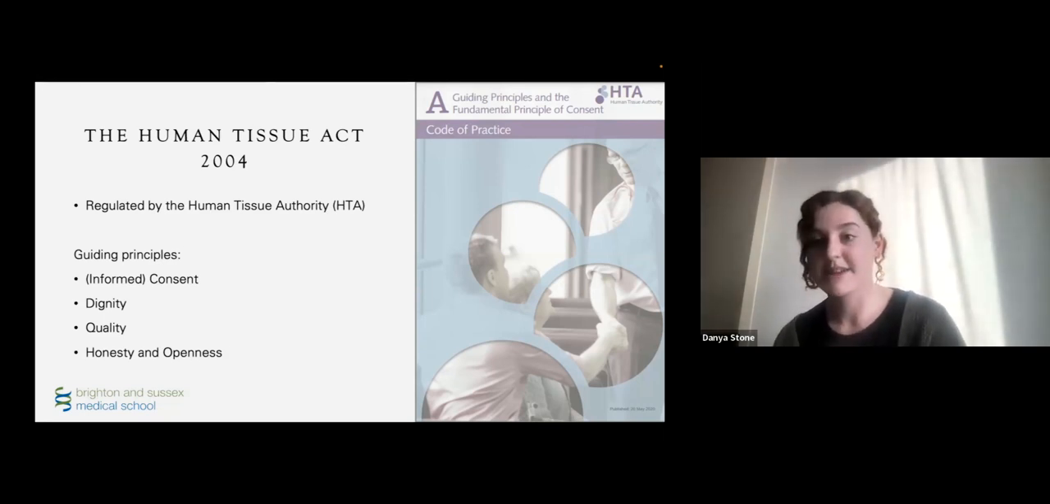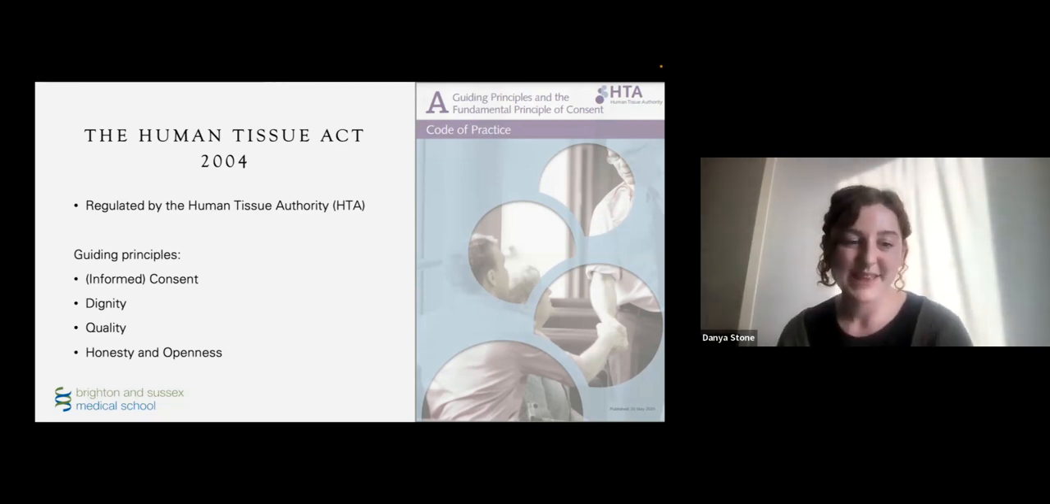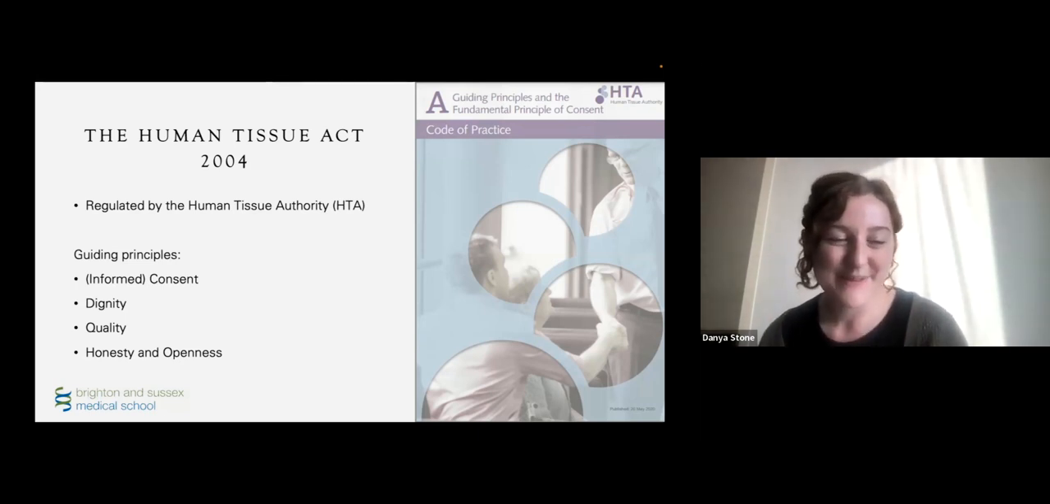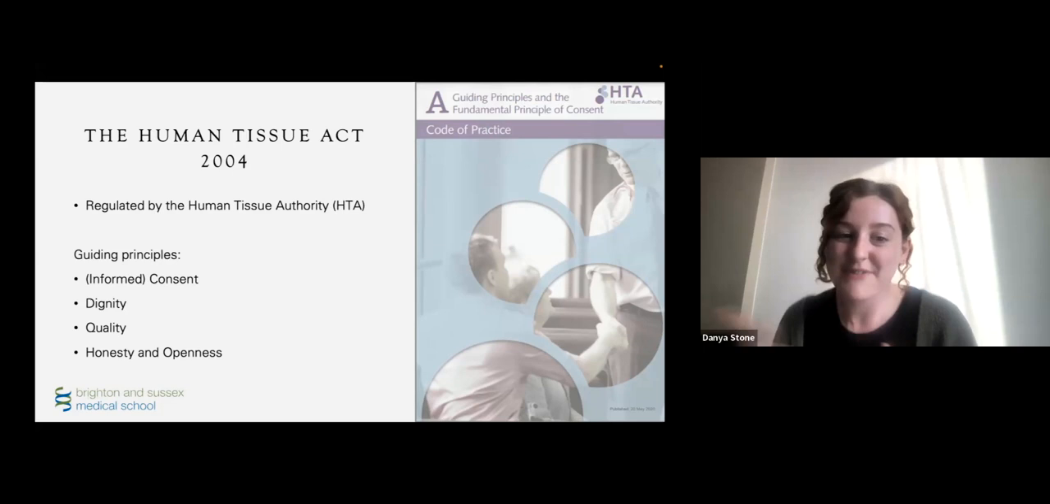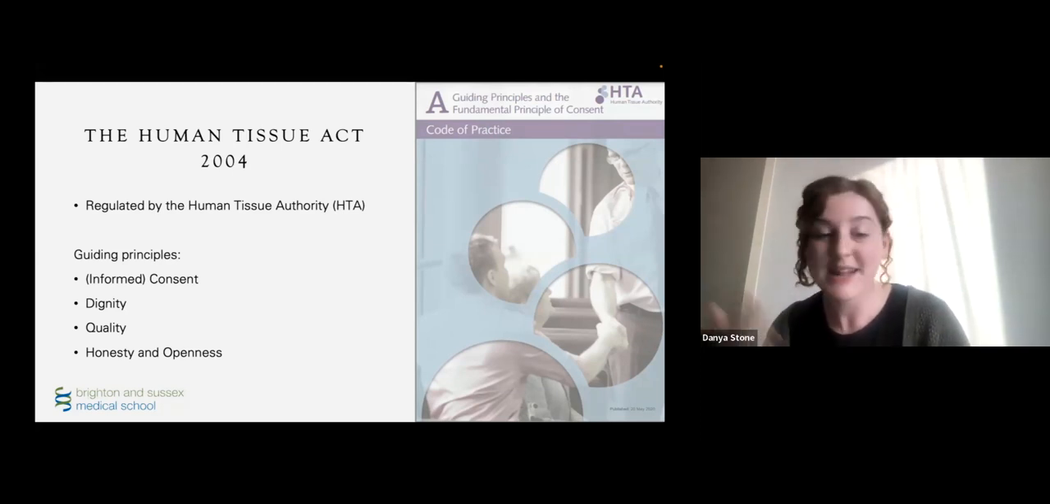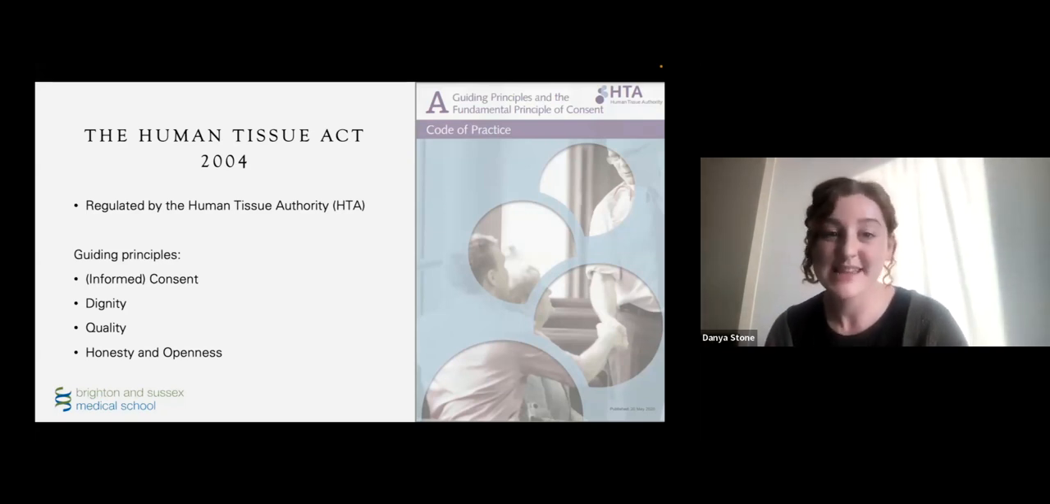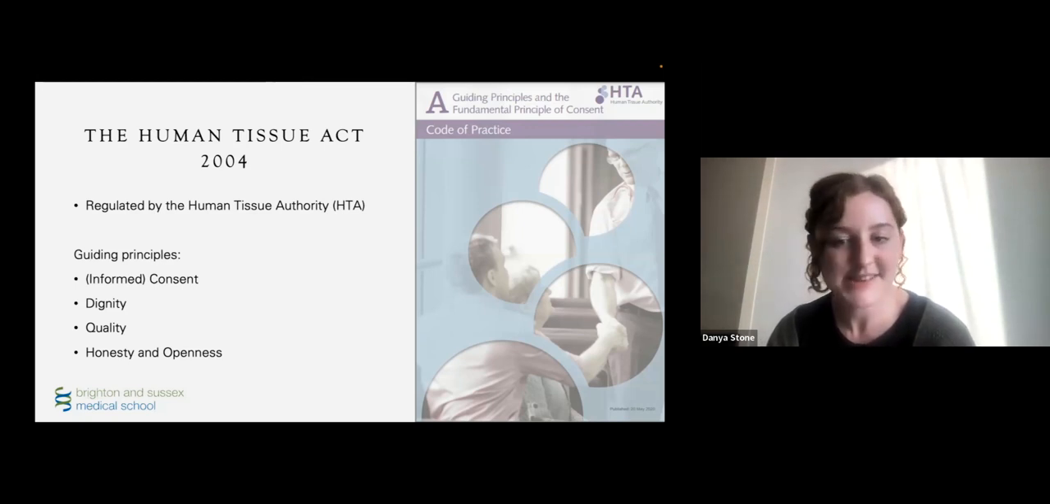And finally, honesty and openness. So this works in 2 main ways. One, it relates back to the consent. If the donor has questions before donating, or the person has questions before making the donation, honesty and openness about what will happen to them is always upheld. But also honesty and openness between the institutions and the HTA is really, really important. So say there ever was an incident, it's really important that there's complete transparency on the side of the institution. This allows the HTA to thoroughly investigate it and just make sure that it never, ever happens again. So they are the 4 guiding principles set out by the Human Tissue Act and regulated by the HTA.